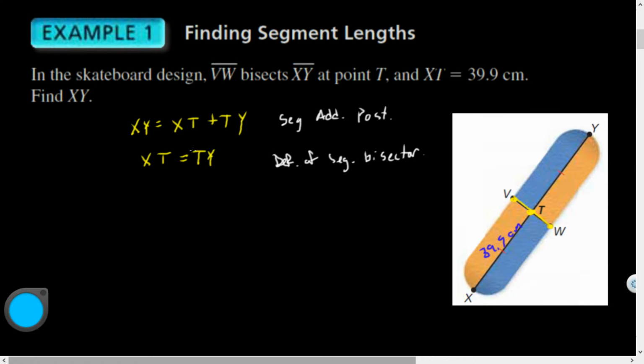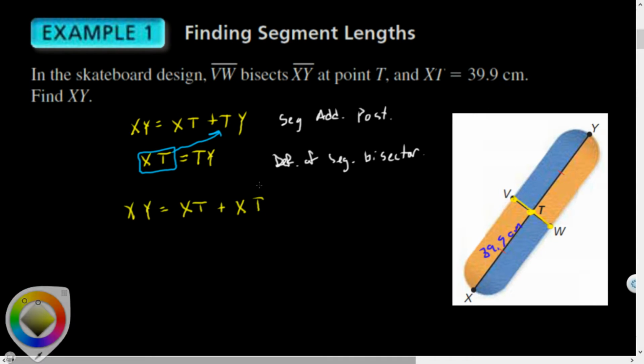Next, I would argue that I can take this and plug it in there. So I'm going to have XY is equal to XT plus XT. Why do you think that's true? Substitution property of equality.